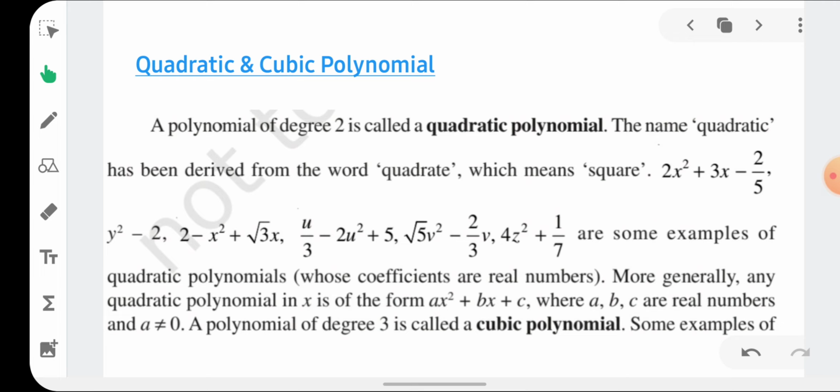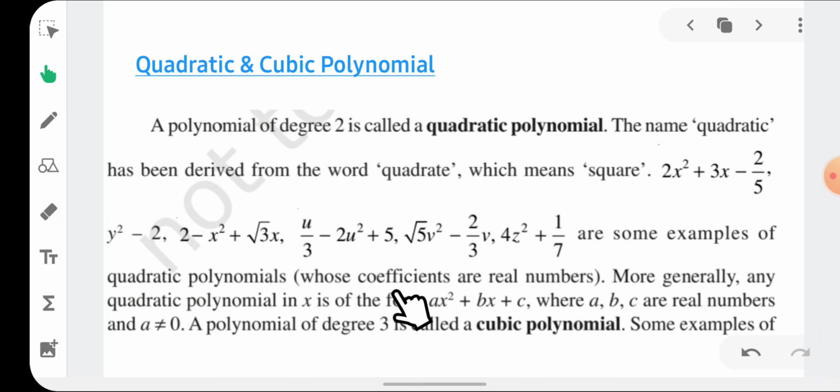In the same way, y square minus 2, the power is 2. Then 2 minus u square plus root 3u is a quadratic polynomial in variable u. The highest power of variable u is 2. This is a quadratic polynomial in variable v. The highest power of variable v is 2. Here also the power of z is 2. That's why they are examples of quadratic polynomials.